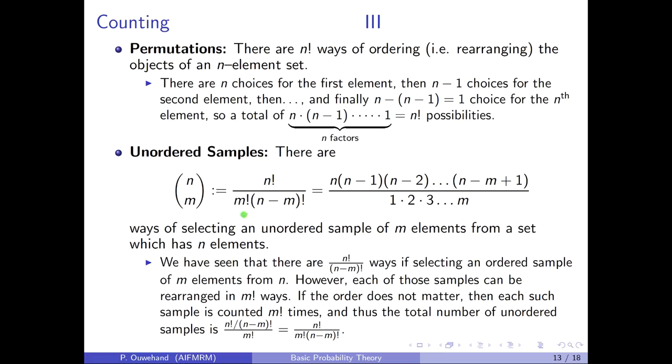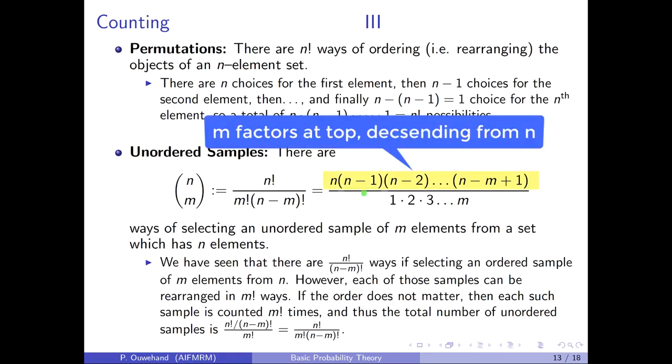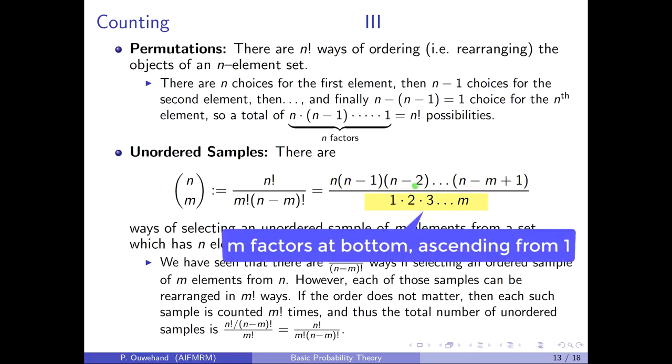Notice that this quantity over here can also be written as follows: n times n minus 1 times n minus 2 all the way down to n minus m plus 1, divided by 1 times 2 times 3 all the way up to m. So at the top we have m many factors, starting from n going all the way down, and at the bottom we have also m many factors, starting from 1 all the way up to m.